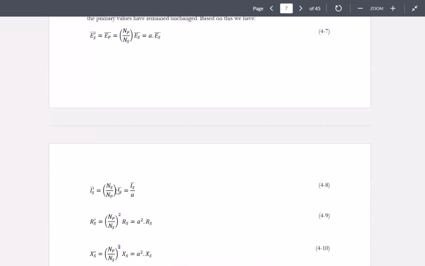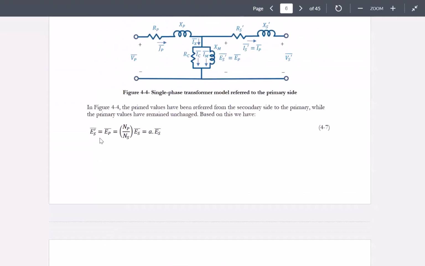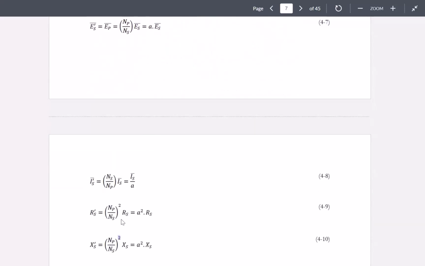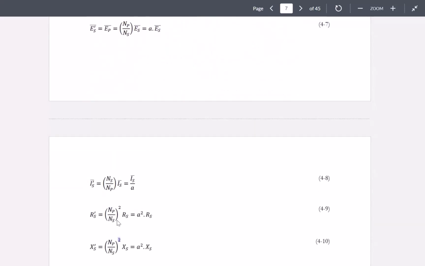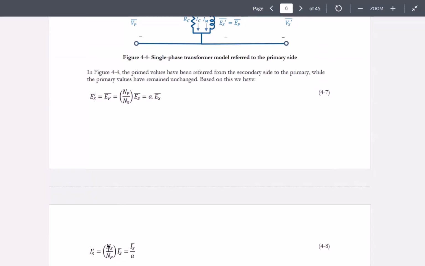So that's the same way: if voltages are going to increase, impedance is going to increase too with a square factor. But the current would need to decrease. So keep that in mind.